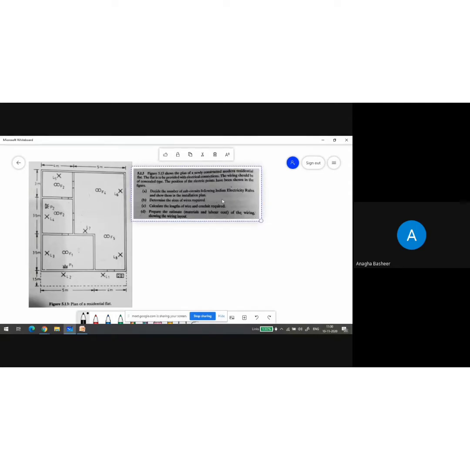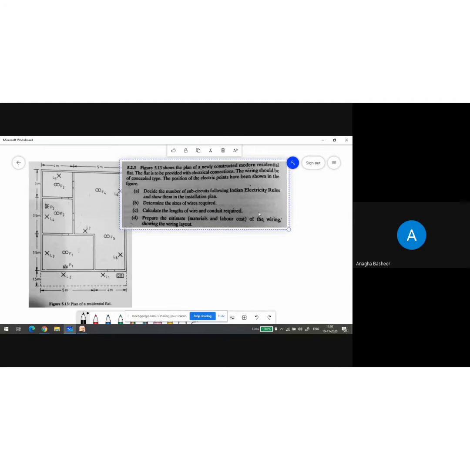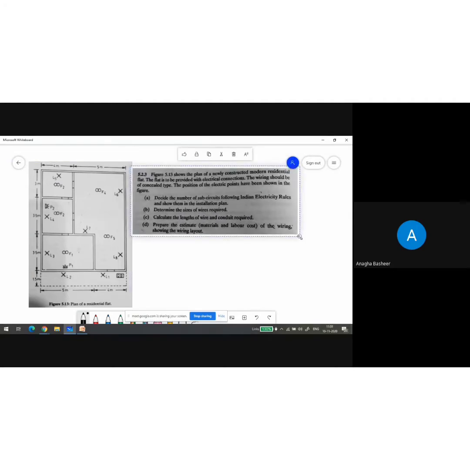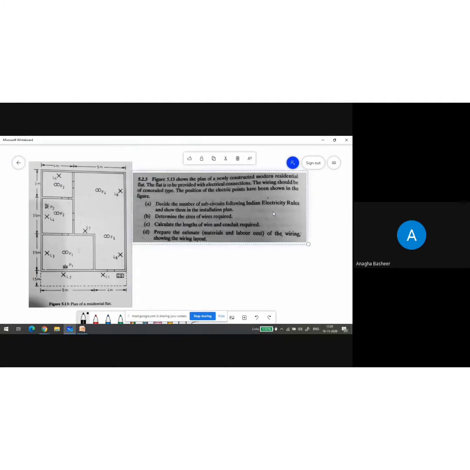This is the figure. Hope the question is clear. First question, part A. Decide the number of subcircuits following Indian electricity rules and show them in the installation plan. Decide the number of subcircuits. Okay.